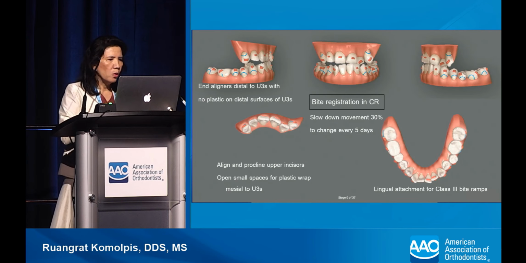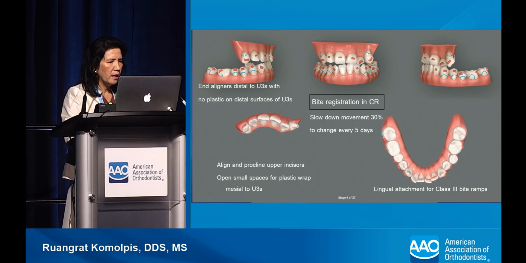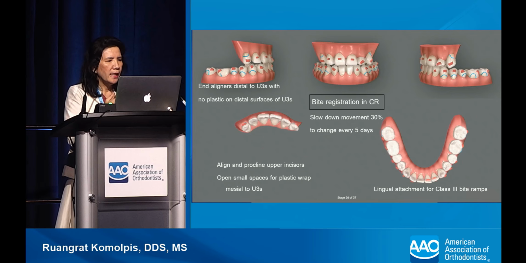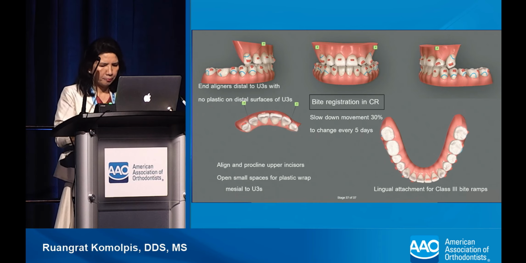This is the plan. So we end the aligner distal to the upper canines. Again, have the gingival tissue cover the distal surface of upper canines. And we slow down movement 30% for the patients to be able to change every 5 days. Even with this small upper canine to canine aligner, I attempt to align and procline upper incisors. So I open a little space mesial to the canine so we can have better plastic wrap on the canine.